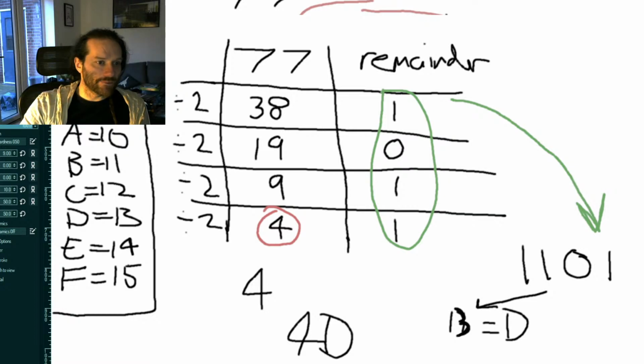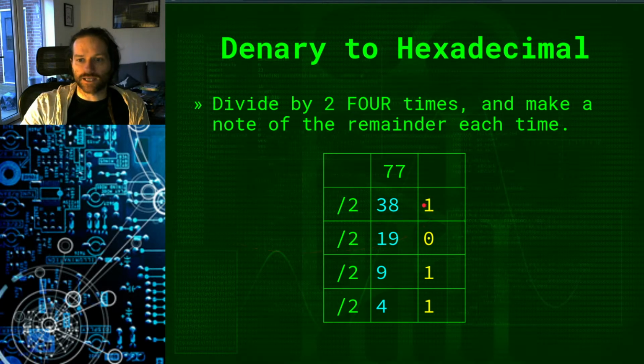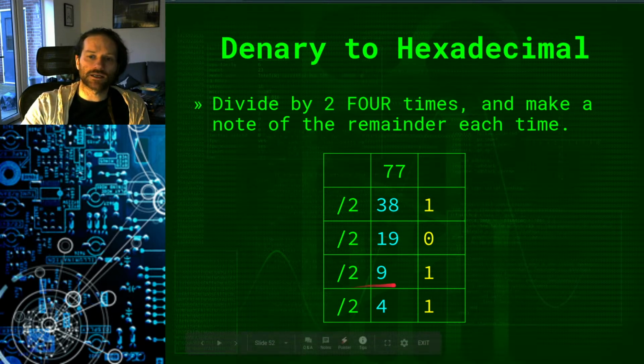Okay, let me just undo that. I've got a little table here again showing the things here. 77 divided by 2 is 38. 38 divided by 2 is 19. 19 divided by 2 is 9. 9 divided by 2 is 4. And here's our 1 0 1 1 there.